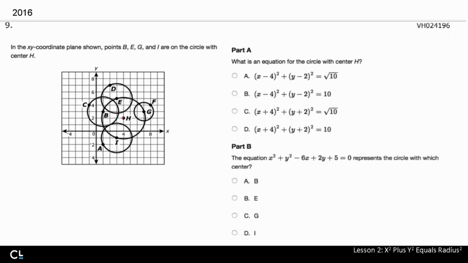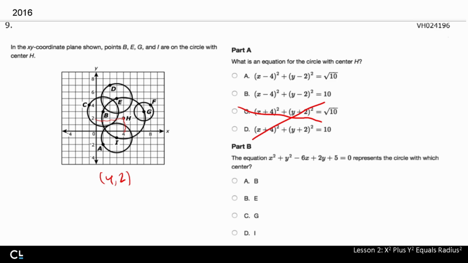So first, let's find the coordinates for this. So the coordinates for H is down 4 and 2. So it's at 4, 2. Now remember, whatever our center is, the signs should be opposite in our equation. So negative 4, negative 2. So that counts out these bottom two right here. Now all we have to do is figure out how many units is our radius here.